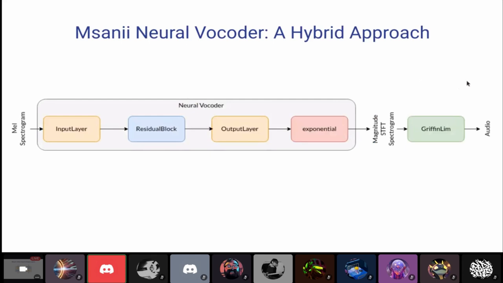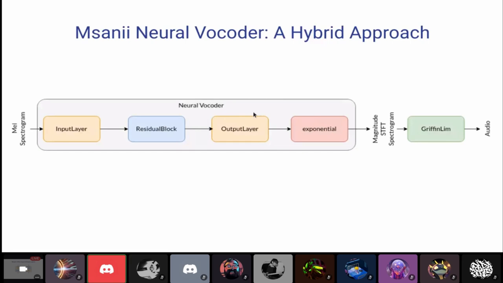This was done because we didn't have a lot of competition in the first version of the paper, and also it was quite challenging to come up with a neurovocoder that works well. And so we proposed this simple neurovocoder here.